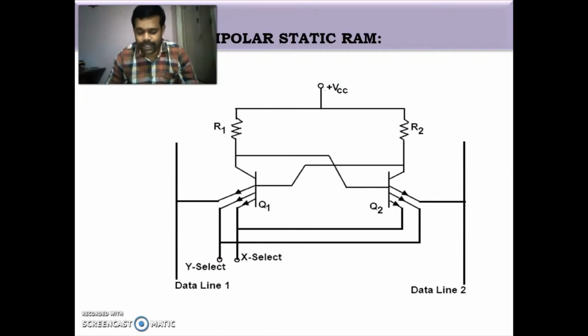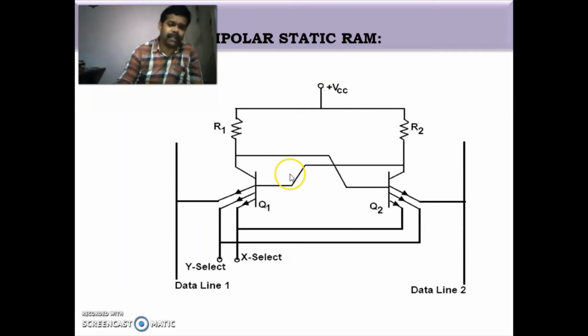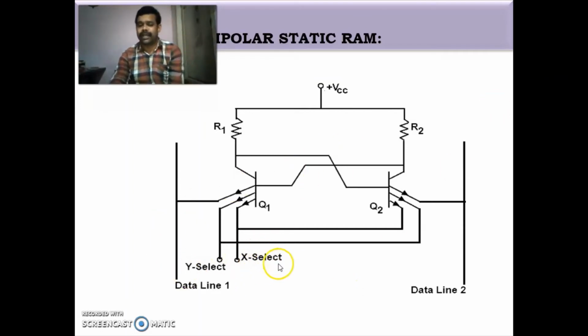It has two multi-emitter transistors connected in cross-coupled mode, and each has three emitters. One of the emitters is connected to the X select line, another emitter is connected to the Y select line, another one is the data line 1 and another one is data line 2.